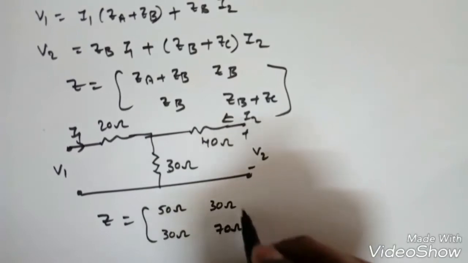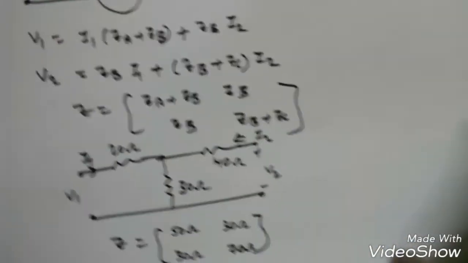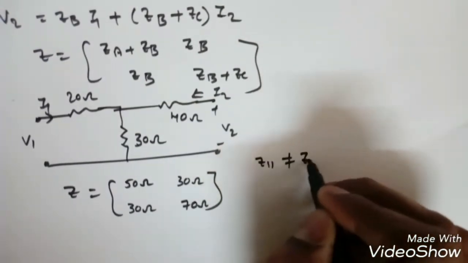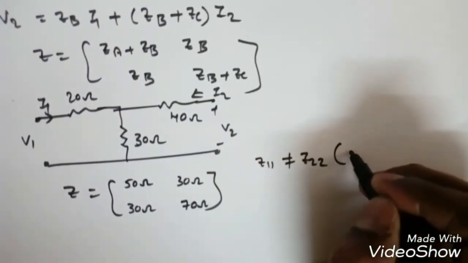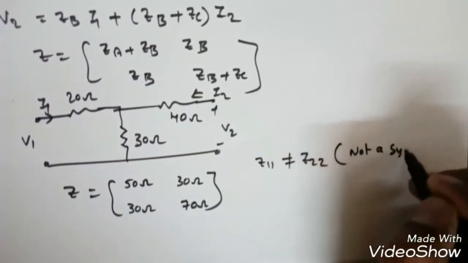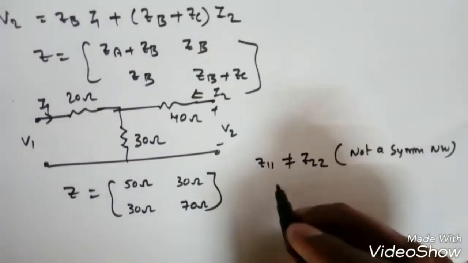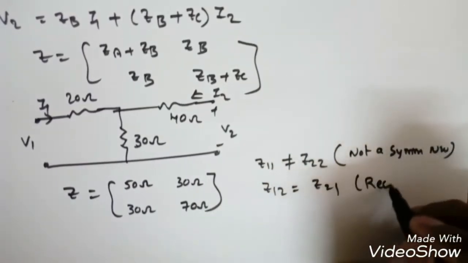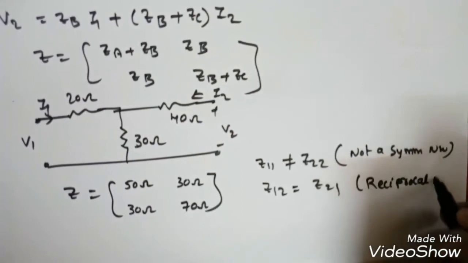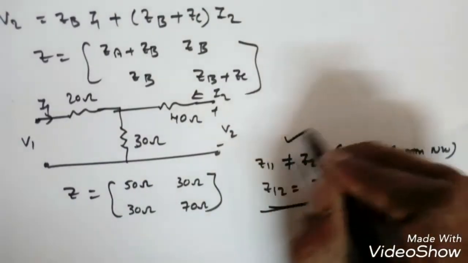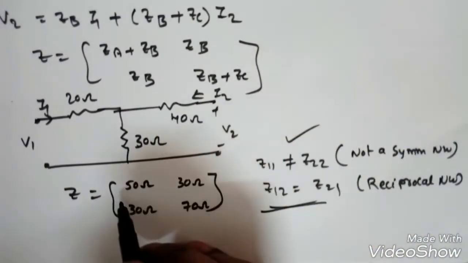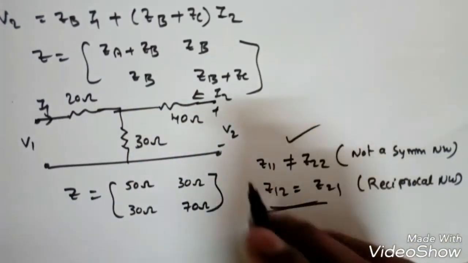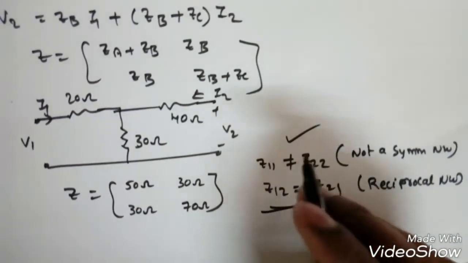Now to find Z22, we apply KVL here, that means ZB plus ZC, that is 30 plus 40, 70 ohms. Now to comment on reciprocity and symmetry, Z11 is not equal to Z22, that means it is not a symmetrical network. But Z12 is equal to Z21, that is, it is a reciprocal network. Always they may ask what the conditions are, or if the network is reciprocal, what Z12 or Z21 is. So this is about the Z parameters.